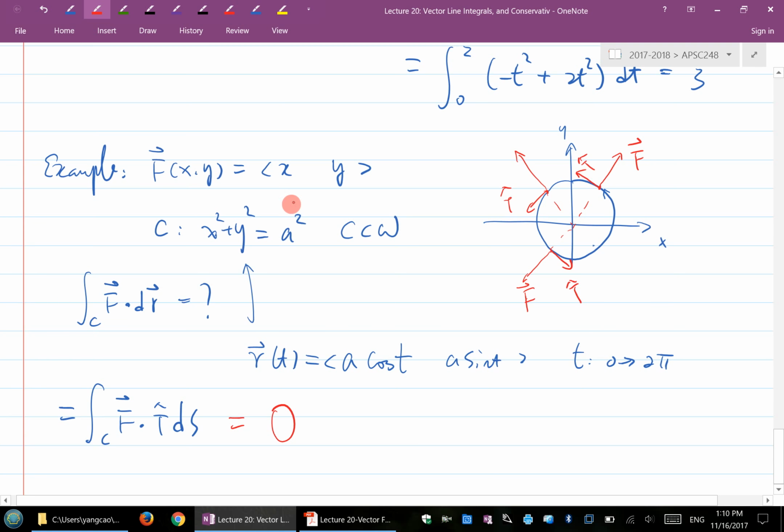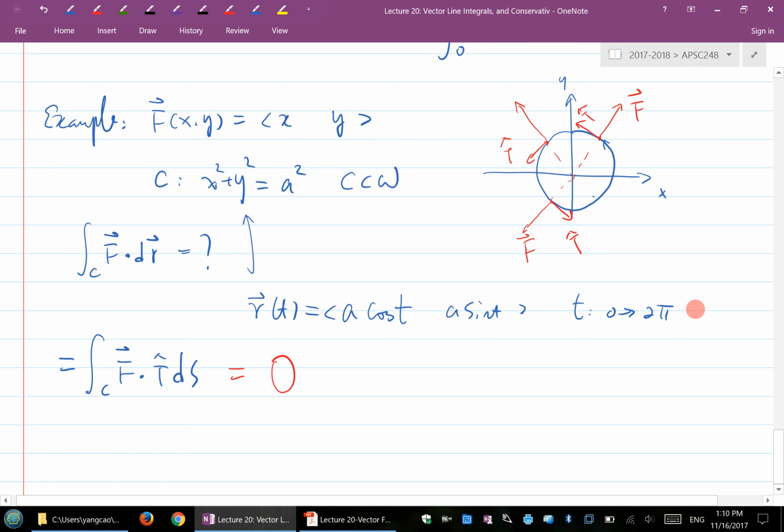Of course, this is just for this vector field. If you change the vector field to something else, it's not going to be 0 anymore. Well, maybe it is 0, but it's not going to be as straightforward as this anymore. Okay, any questions on the vector line integral?